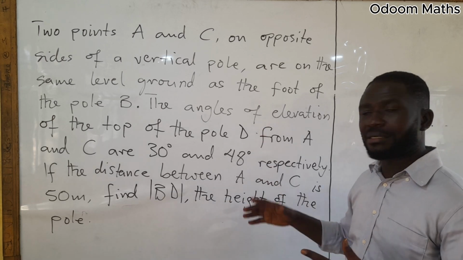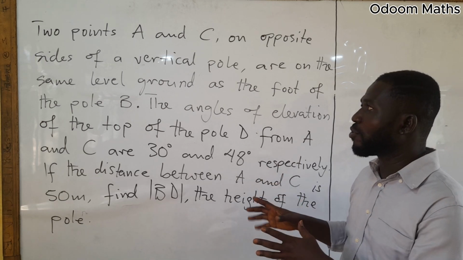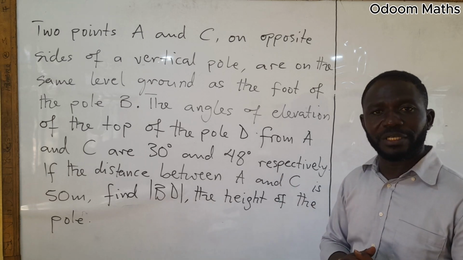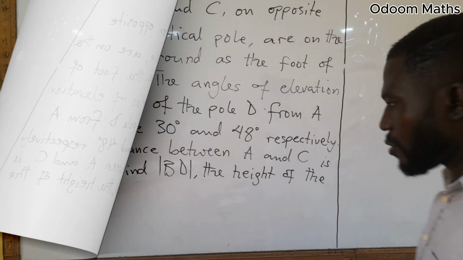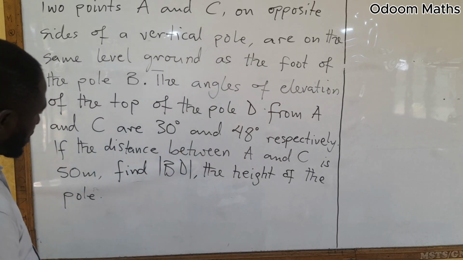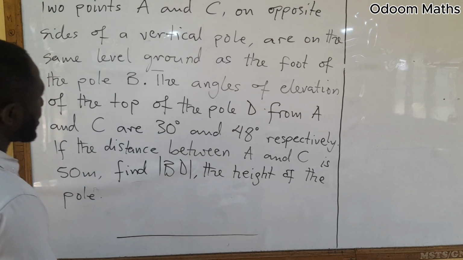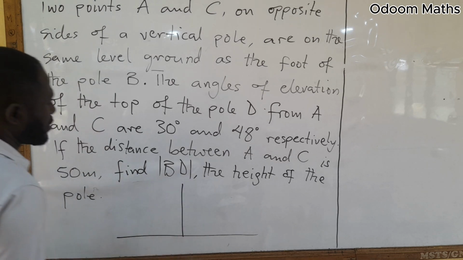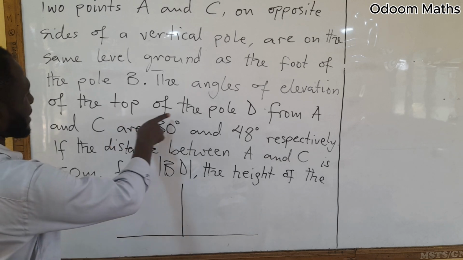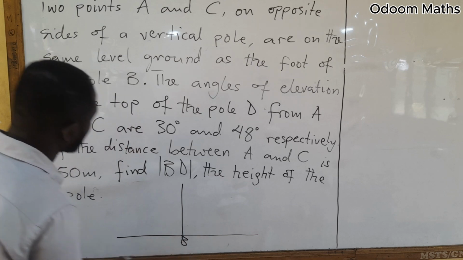Please, let's look at how we can tackle this example. The best thing we need to do is to draw the diagram of how the question has been put. We need to draw, and then that will guide us to solve the question. Okay, let's make this sketch here. This is the level ground, and the pole is this one. The foot of the pole has been labeled as B, so this place is B.